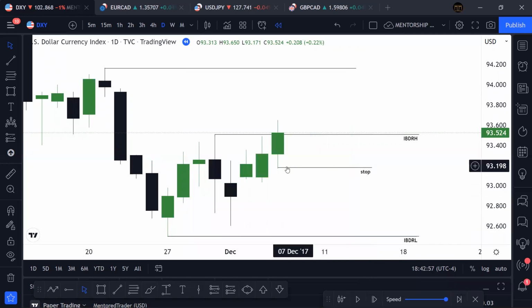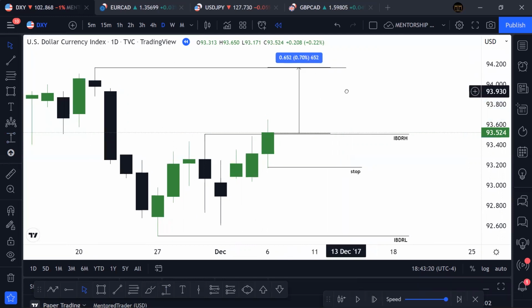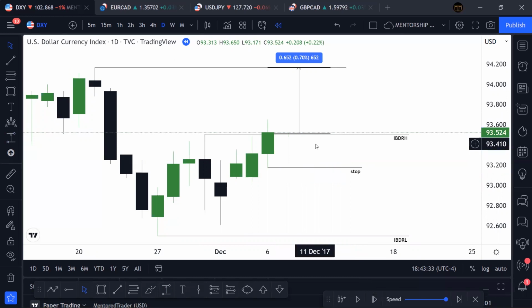This is my stop, take profit. The next day, I'll buy the open, take profit, stop loss. How many pips? Well, ooh la la, 600 pips, 650 something. How many pips are you risking now? You're only risking half of that. This is a 2-to-1 risk to reward ratio.